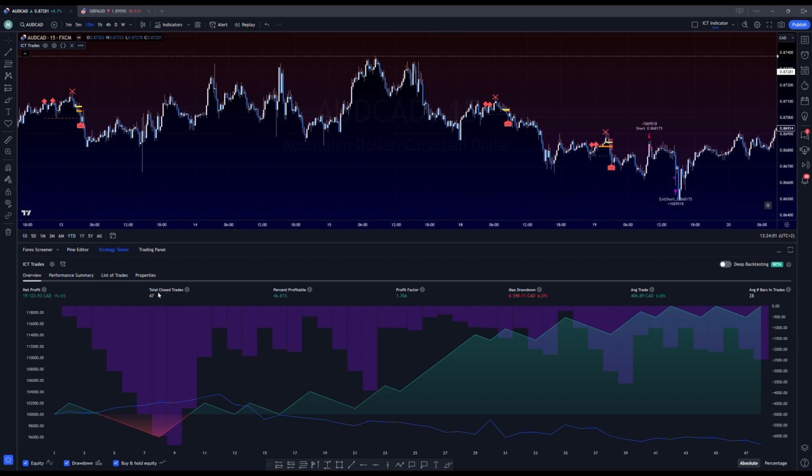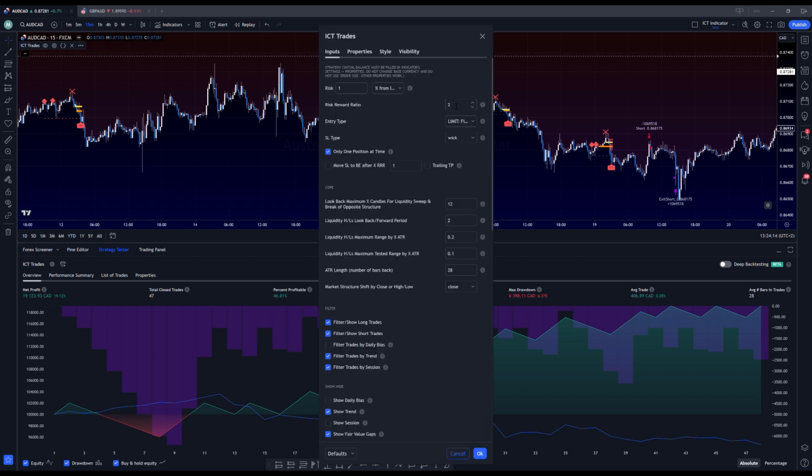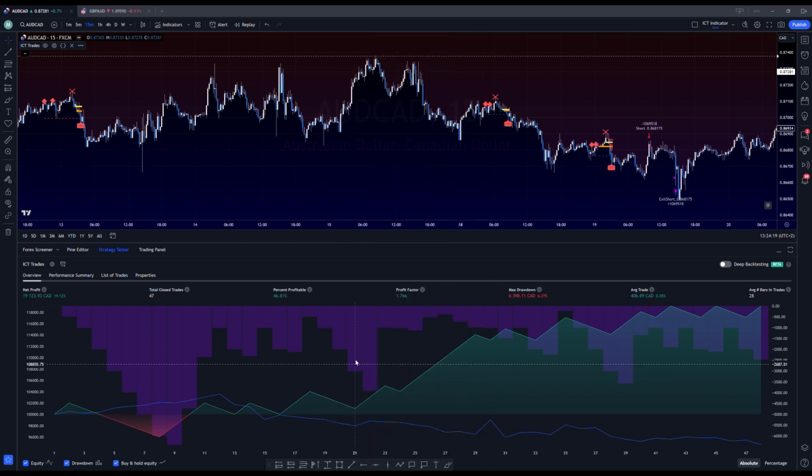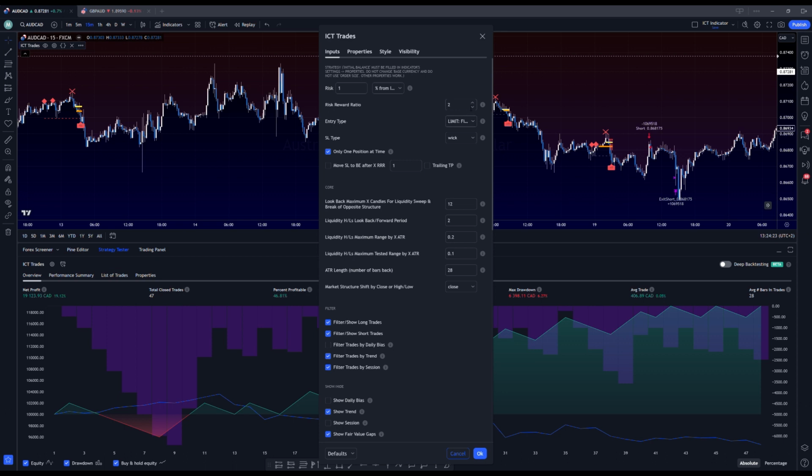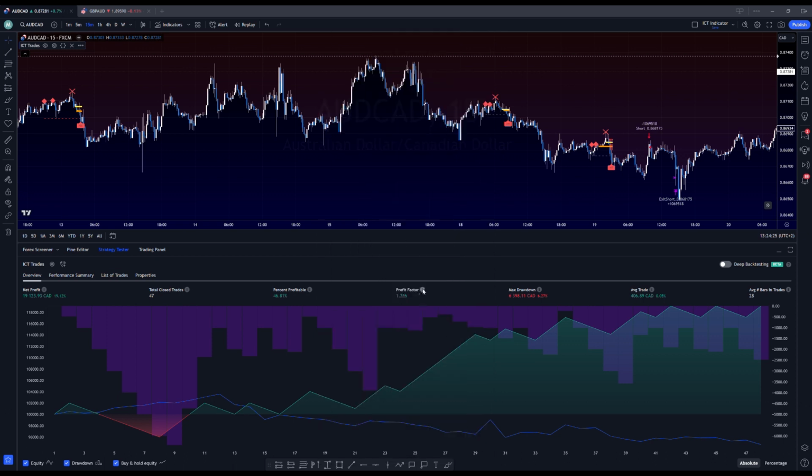We have total closed trades 47. Profitable is 46%, so 46% of the trades were profitable. And it is logical because we have risk-reward ratio 2. It is not possible to have more than 50, 60, or 70% profitable because our take profit is 2 times more than the stop loss, okay? But our profit factor is very nice, 1.7. Here you can see the max drawdown and average trade.